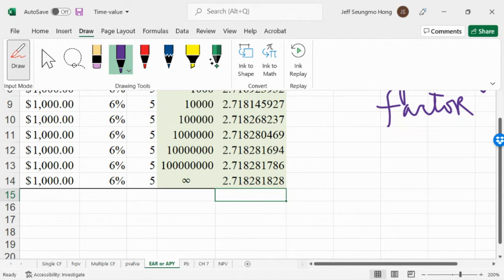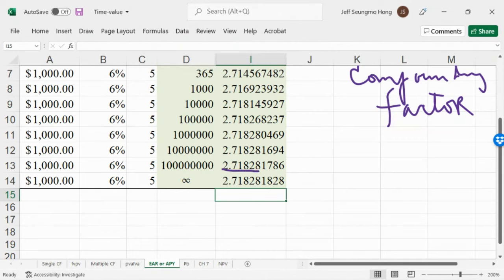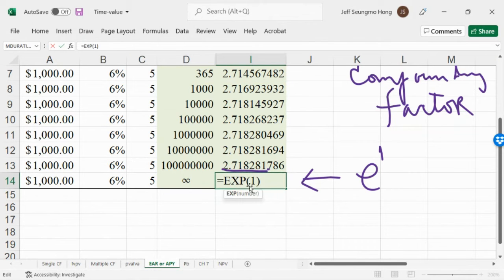It just approaches, gravitates towards or centers around 2.718, right? So in other words, what I did here is basically Euler's number raised to 1. In other words, Euler's number itself. So the exponential function for 1 year, right?